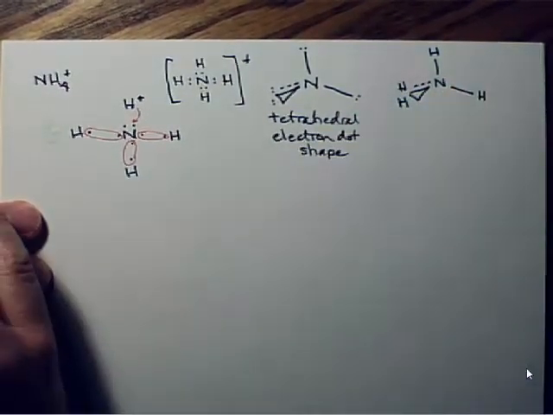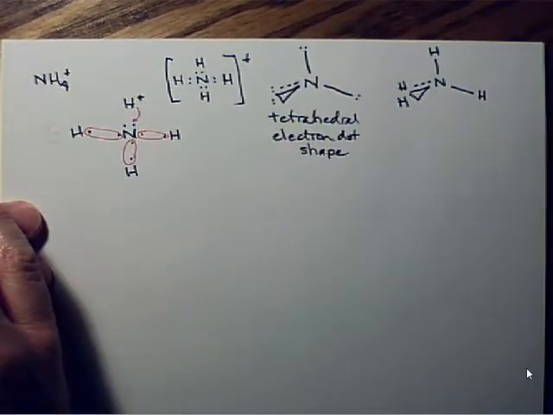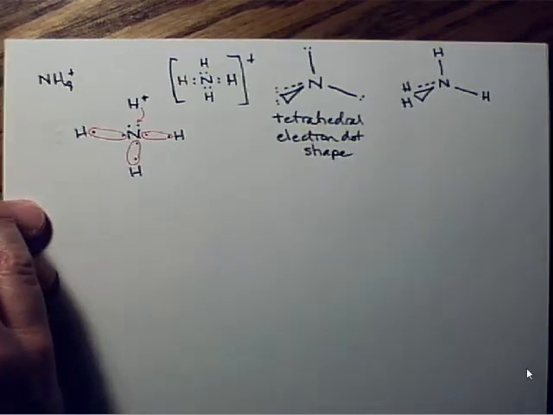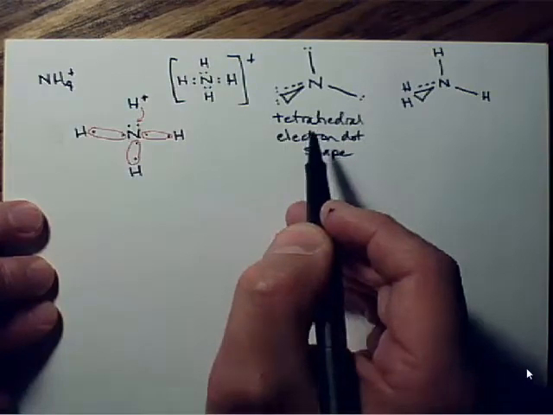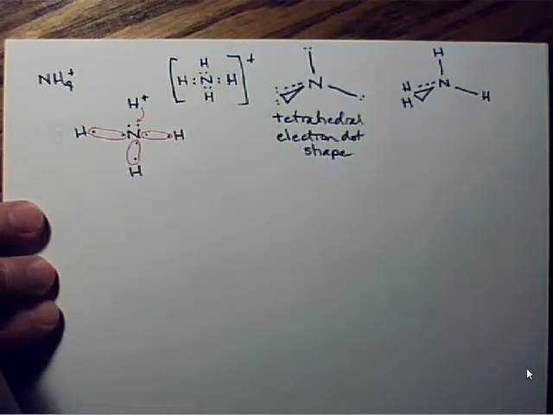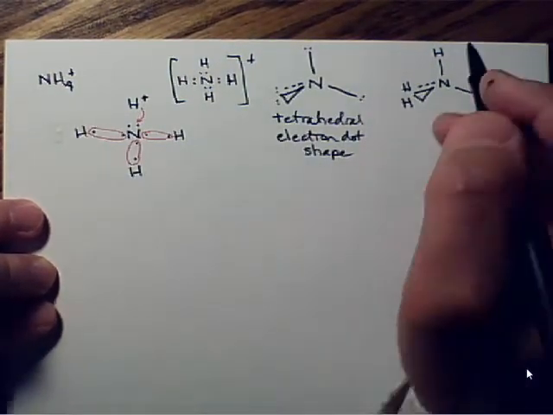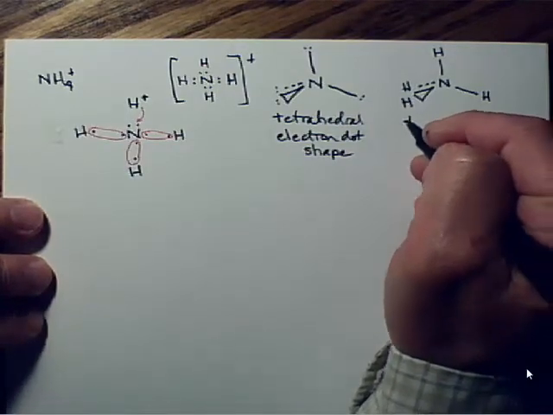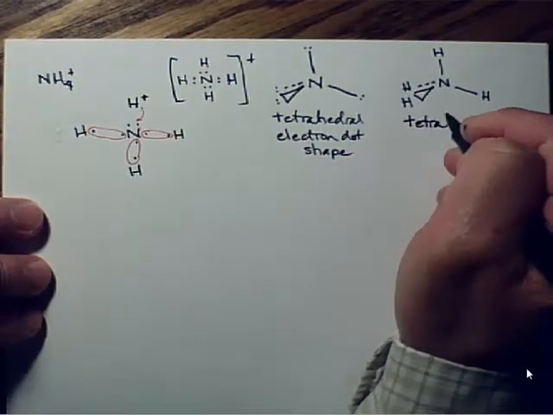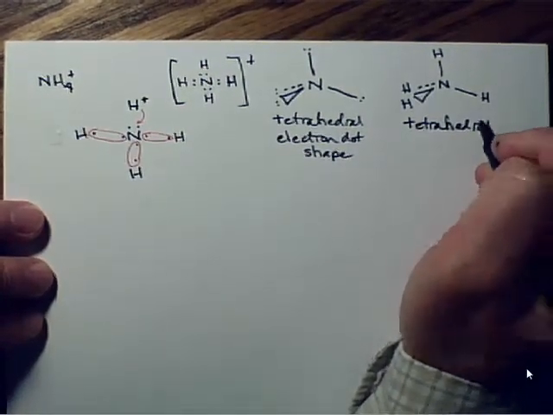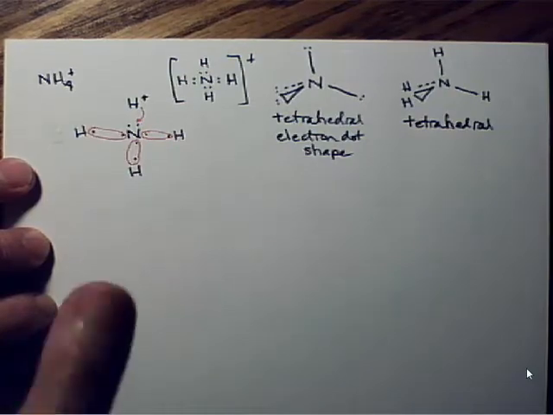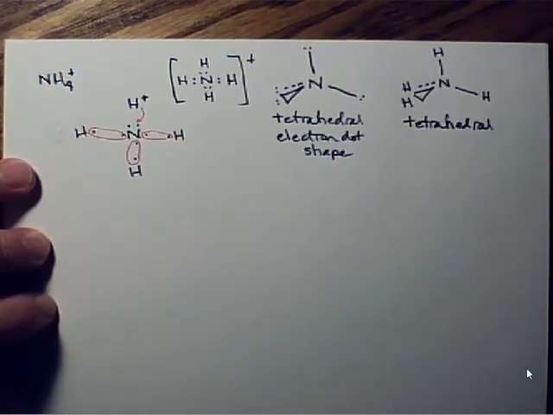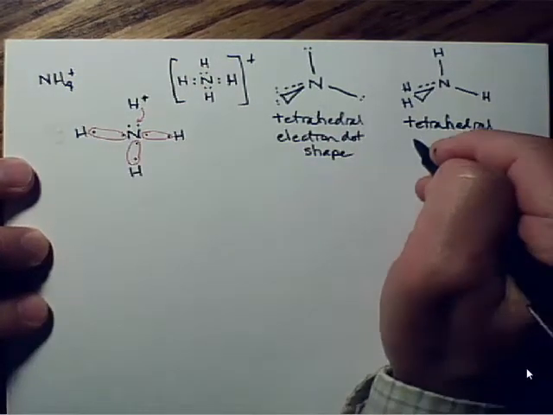So what's the geometry of this then? I'm looking for the geometry name, like tetrahedral. It's still tetrahedral. It's not a trick question. You need to know this stuff. Since there are no lone pairs left, once you've gotten rid of all the lone pairs, it's not modified electron pair shape, it's the molecular shape.